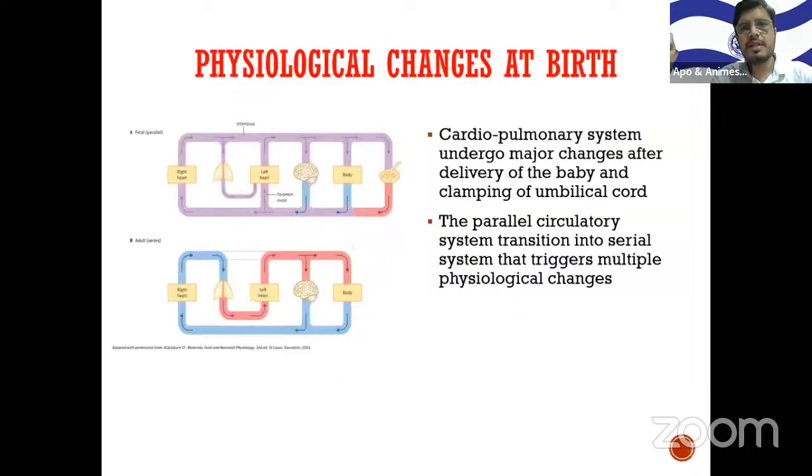So next, the physiological changes at birth. The cardiopulmonary system undergoes major changes after delivery of the baby and clamping of the umbilical cord. The parallel circuit that was there in utero transitions to a series circuit, as there are pulmonary circulation and systemic circulation now, and they are just connected in series. This transition triggers multiple physiological changes.